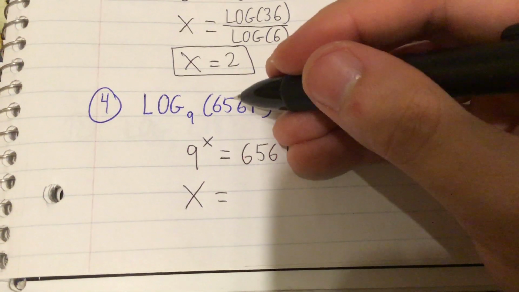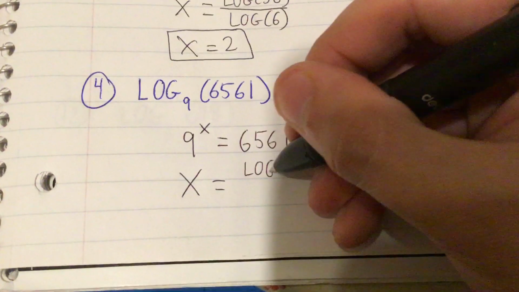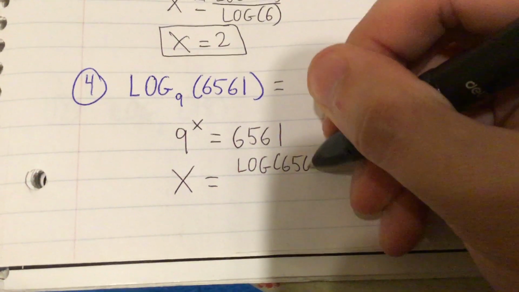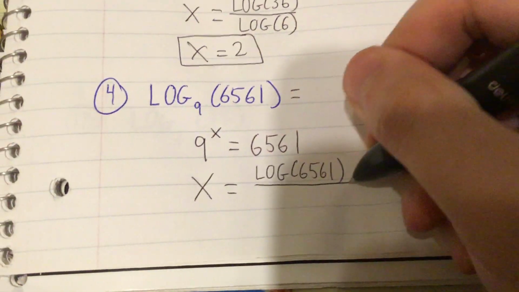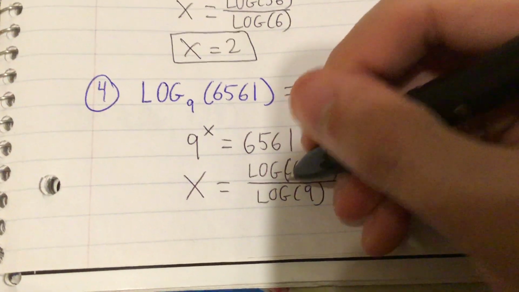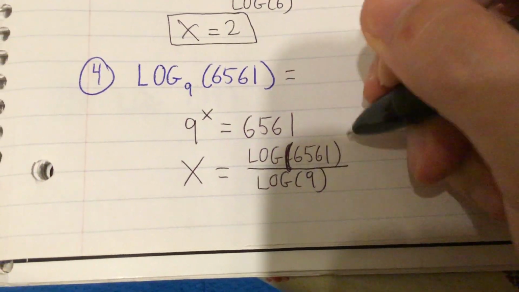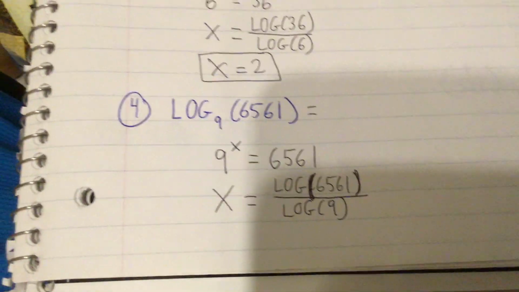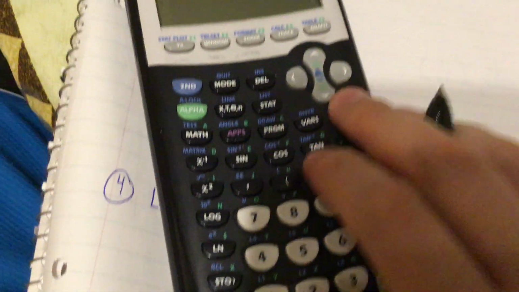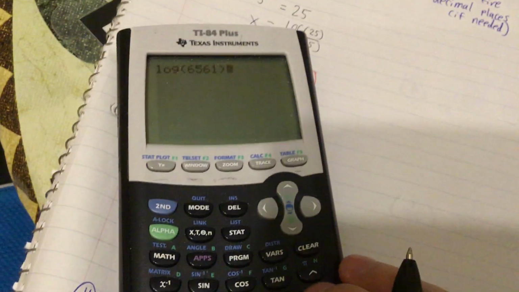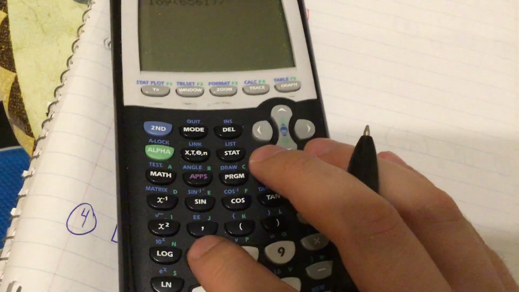Remember, it's the log of the argument, or the output of the exponential function, 6,561, divided by the log of 9. Let me just make these parentheses a little bit less confusing. Then I'm going to plug that into my calculator just because I'm in the same boat as you guys. So we've got log of 6,561, close the parentheses, divided by log of 9.